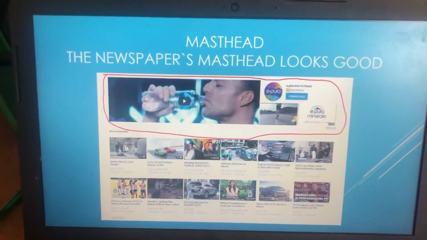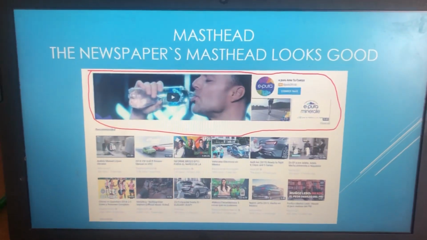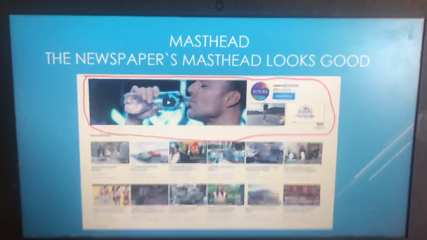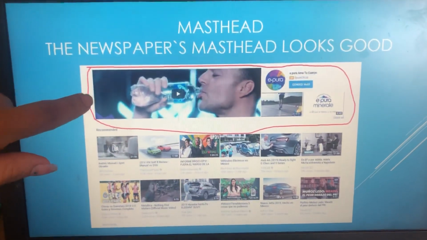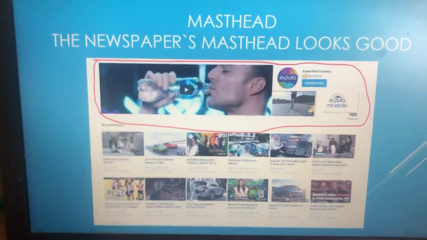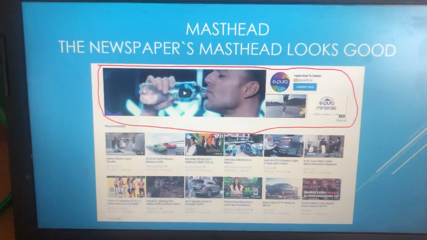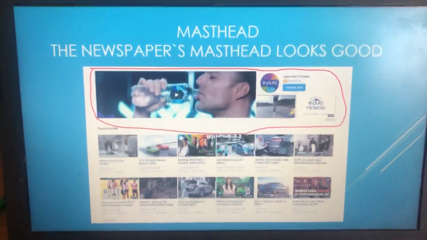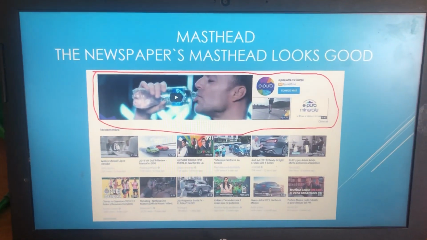Now let's go with sentence number 4. The newspaper masthead looks good. Masthead, as you can see in here, the newspaper's masthead looks good. For example, in YouTube, when you open YouTube, you have something on the top. That is the masthead. Now, please repeat masthead.